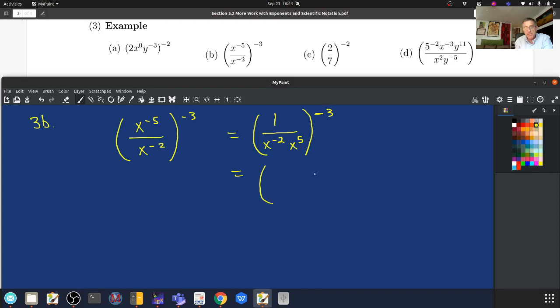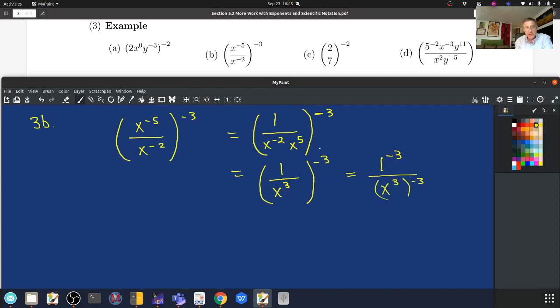So again, simplifying what's in parentheses, x to the minus 2 times x to the 5, that's just the plain old product rule. That's x to the minus 2 plus 5, which is x to the third. And I'm raising all of this to the minus 3. So now I'm literally going to go ahead and use the quotient rule. And that's 1 to the minus 3 over x cubed to the minus 3.